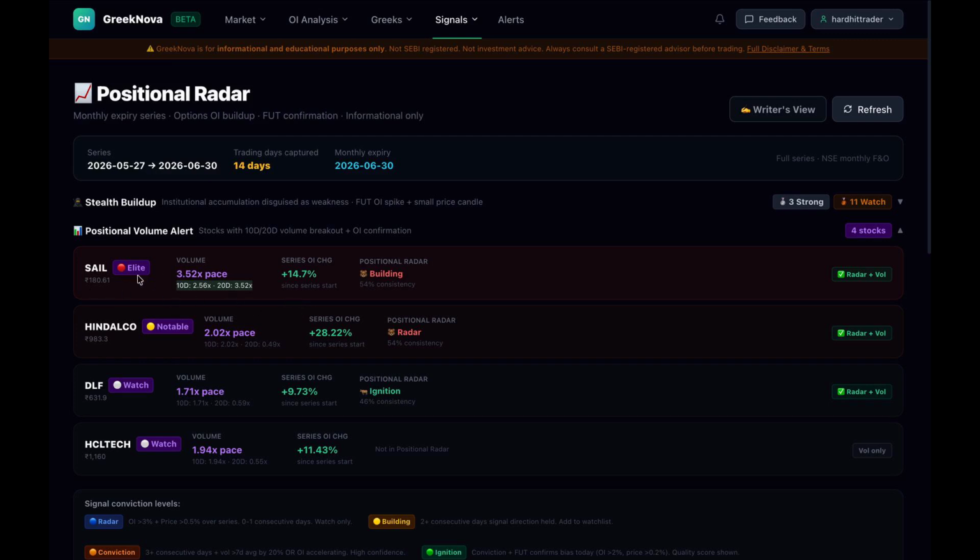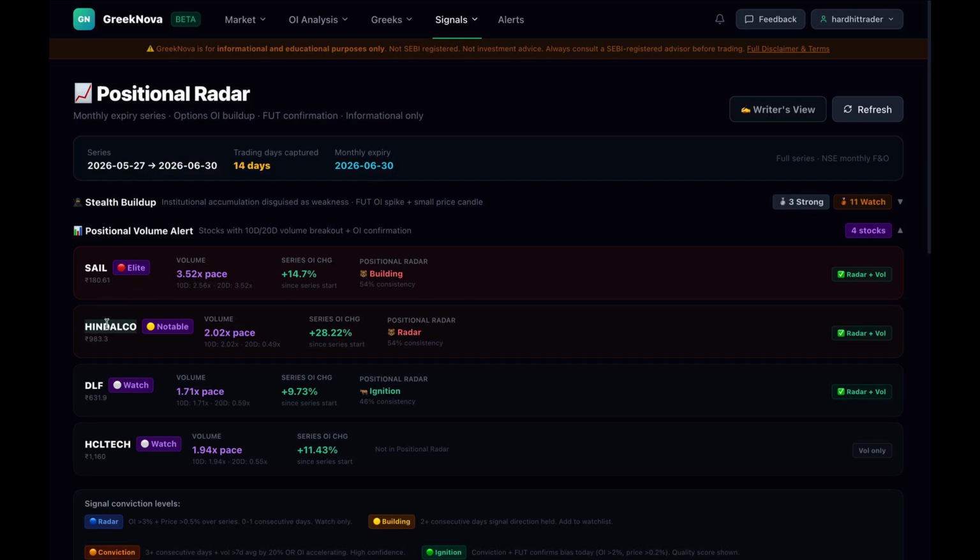Hence, you see the sign is given as elite. Elite would be the top, which has both the 10-day and 20-day volume breakout. It will also have, let's say, good OI change. So this is something that you can keep on radar for a positional play.